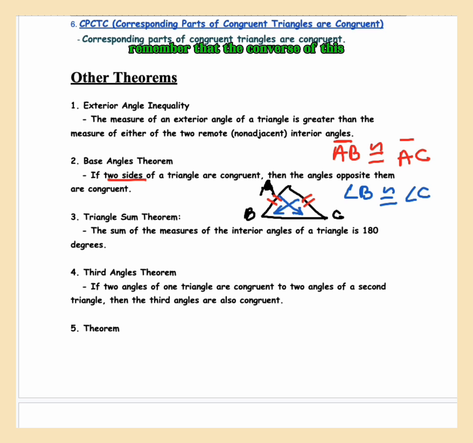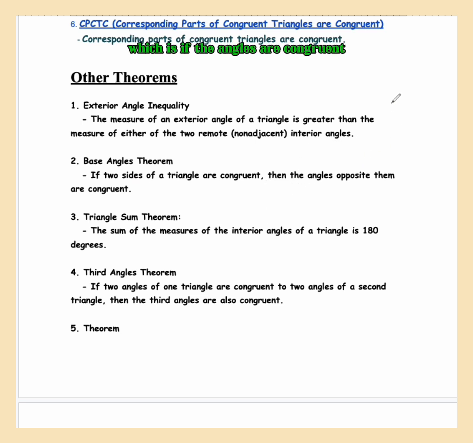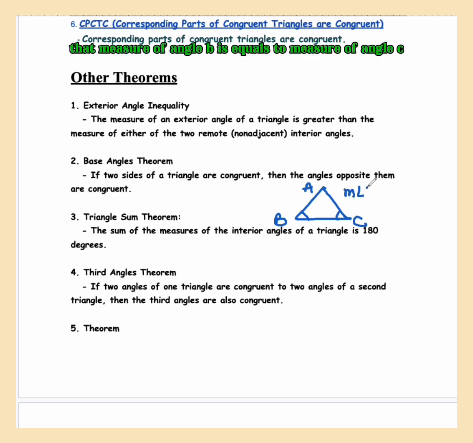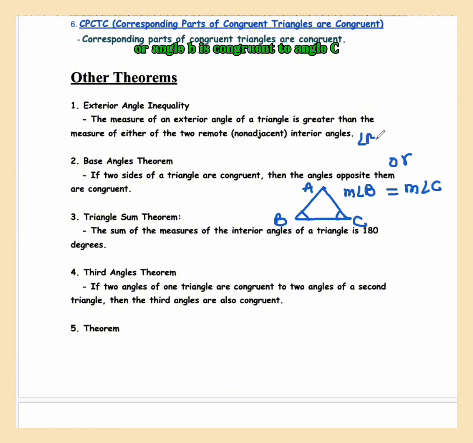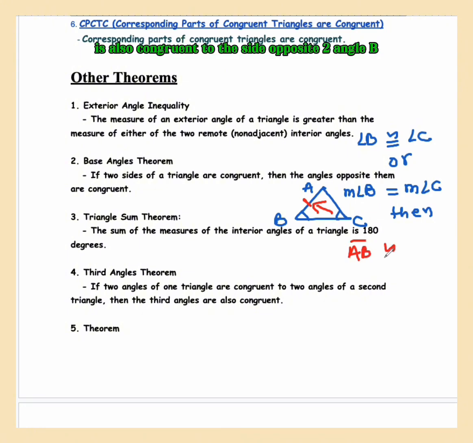Remember that the converse of this theorem is also true, which is if the angles are congruent, then the sides opposite to those angles are also congruent. So if it is given that the measure of angle B is equal to the measure of angle C, or angle B is congruent to angle C, then the sides opposite to those angles, the side opposite to angle C is AB, is also congruent to the side opposite to angle B, which is AC.